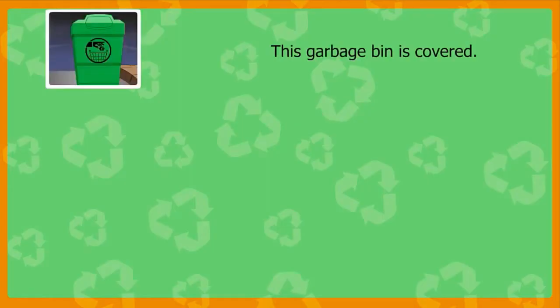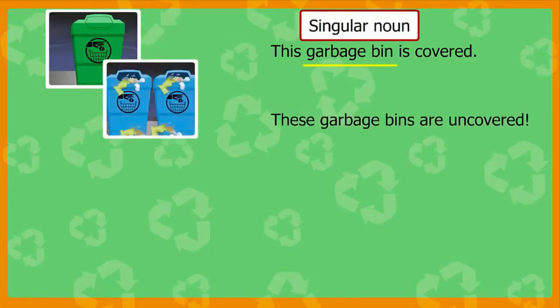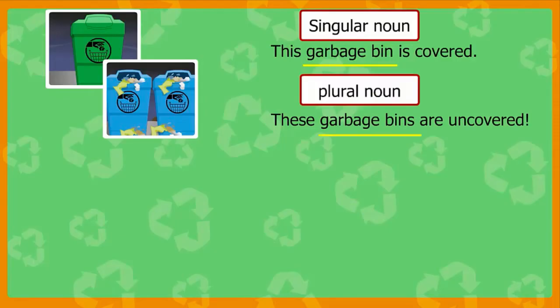Let us look at some examples of the use of demonstrative pronouns. This garbage bin is covered. Here the demonstrative pronoun this refers to a singular noun, garbage bin, which is near the speaker. These garbage bins are uncovered. Here the demonstrative pronoun these refers to the plural noun, garbage bins, which are near the speaker.